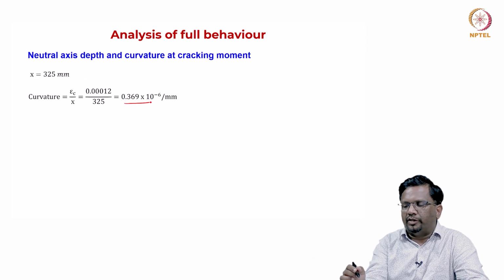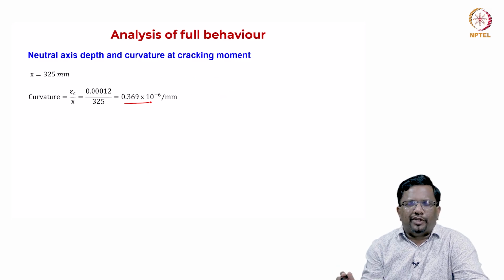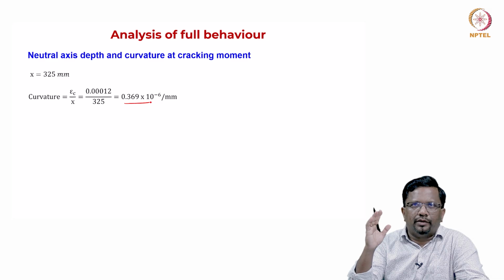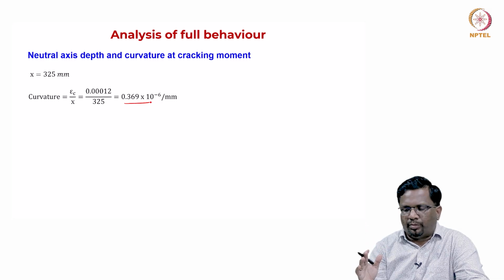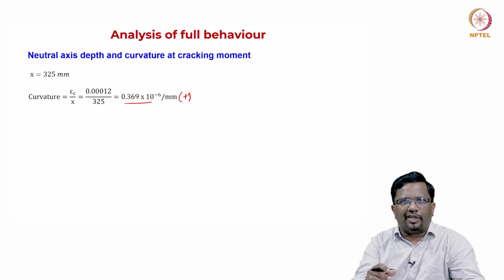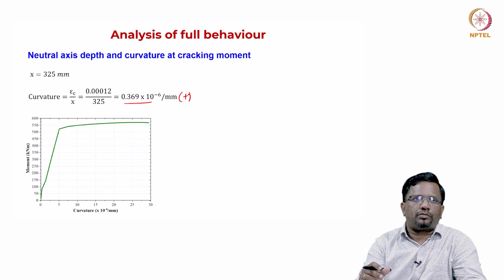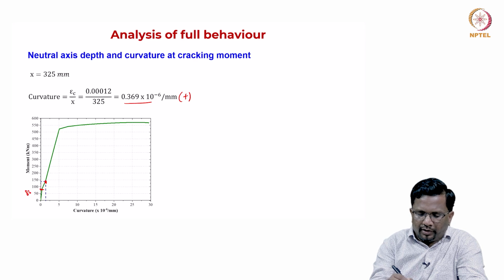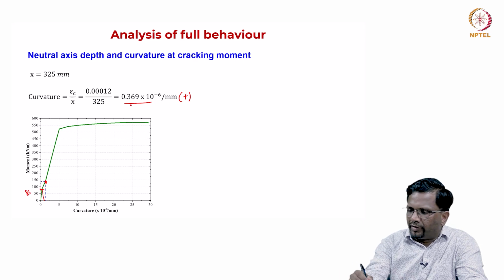So, you get this value as 0.369 into 10 to the power, a very small curvature. So, reinforced concrete is going to crack at a very small, positive curvature. Here it is positive, which means the section is bending in sagging bending. Okay, so you get this point. Now, I want to find out the next point. This we have calculated as 83, and this is a very small curvature that we got, 0.369.